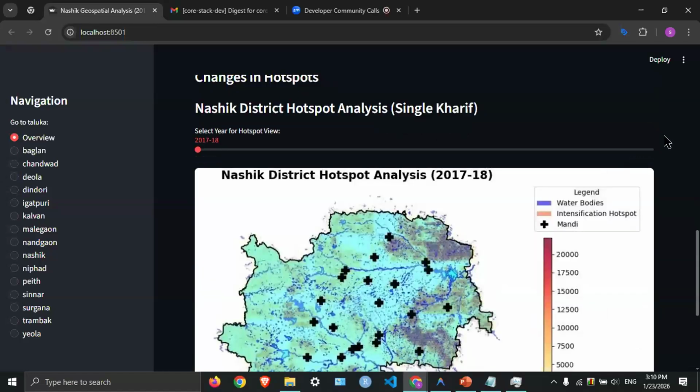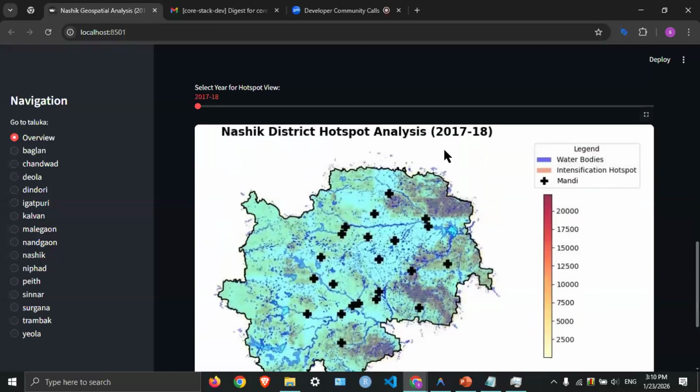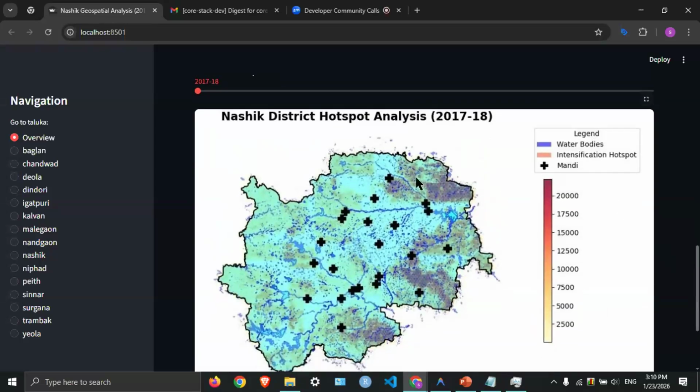Later, if we analyze where all of these markets cluster together and filter out the top 10%, we can plot a hotspot of 2017-18. Here I have plotted the water bodies and also the intensified hotspot of single kharif crop plantations. We can see that most of the kharif crop plantation was happening in the eastern Nashik talukas.